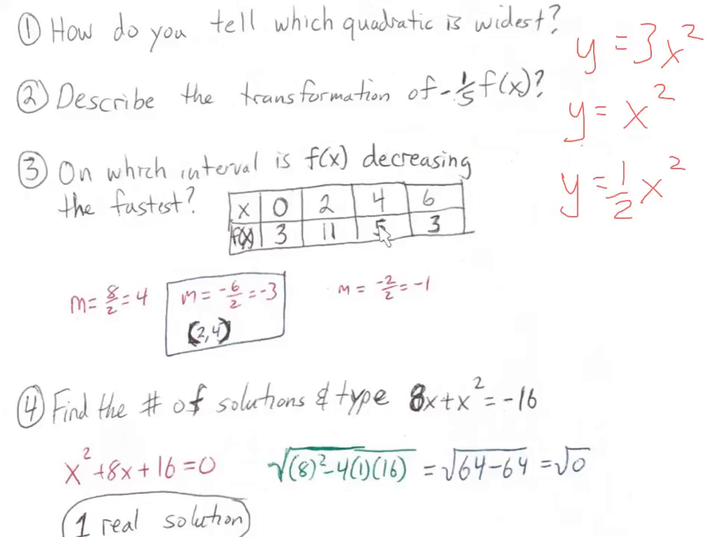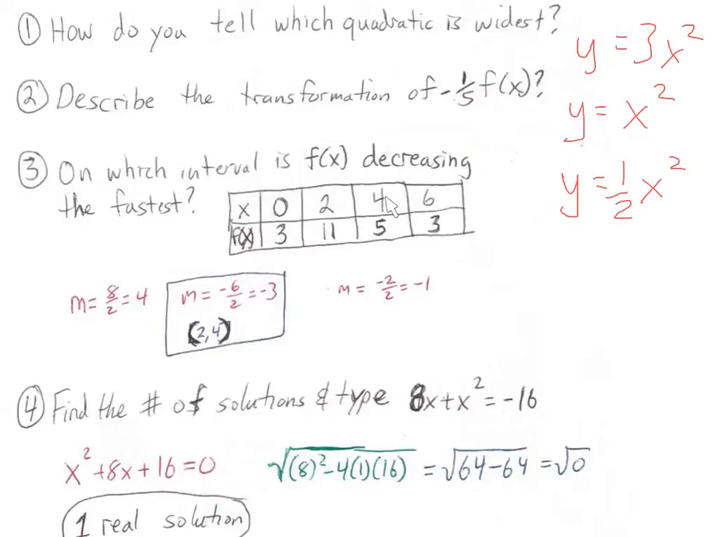Okay, so we take this one. 5 minus 11 is negative 6. 4 minus 2 is 2. And if you divide that, you get negative 3. So what you notice is from here to here, you are dropping 3 twice. So go from 2 to 4, you're dropping 3 twice. So that's why it goes from 11, dropping 6 to 5. So your slope is negative 3.